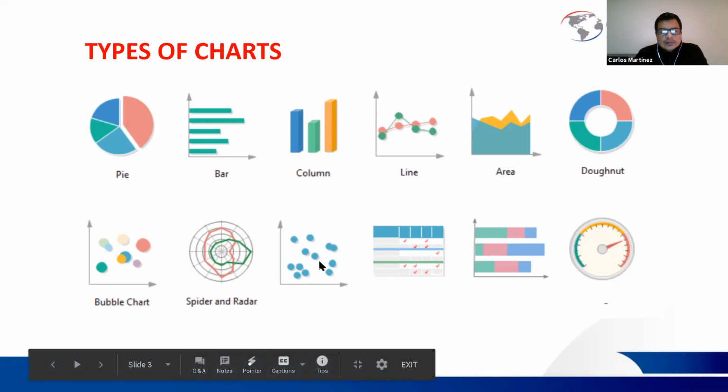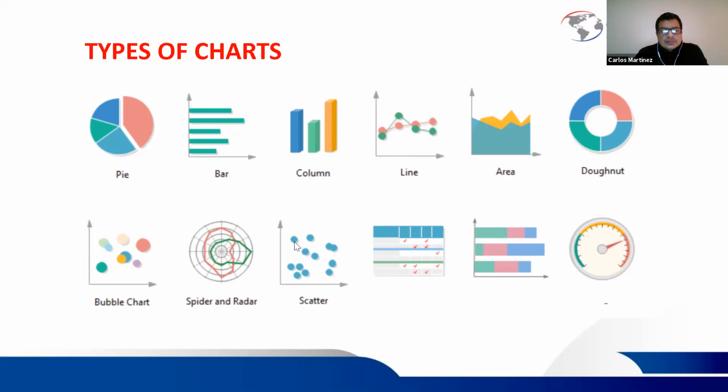The next one that we have here is a scatter chart, because the word scatter means that it is all over the place. Okay, so this is information that is scattered. Each dot represents something, a certain quantity, a certain amount, certain information.